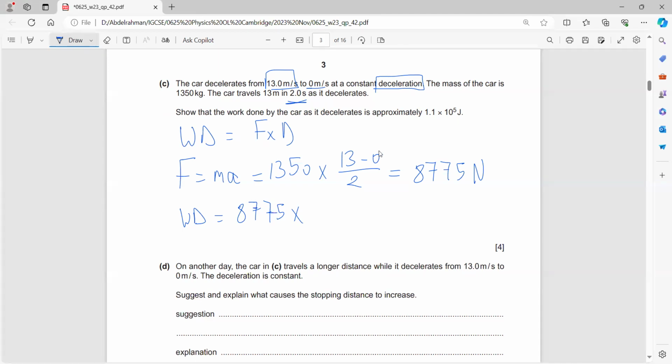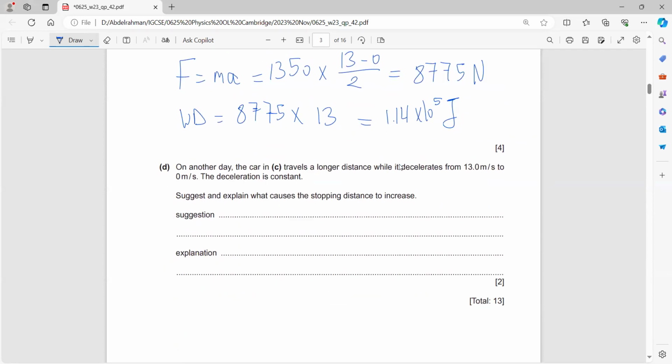What is the distance? 13 meters. What's the final answer? Well, look, 1.14 times 10 to the power of 5 joules, which is correct.